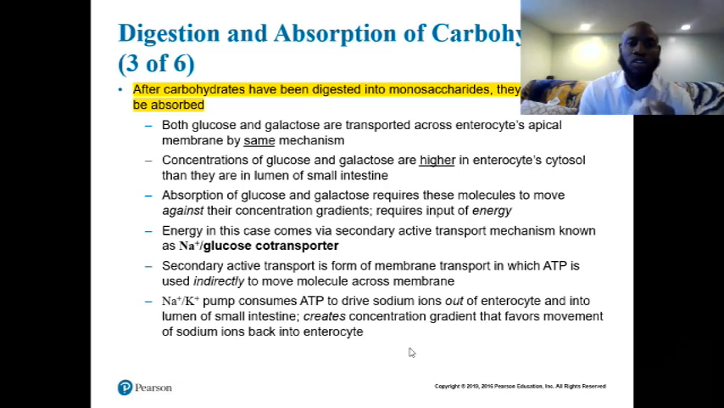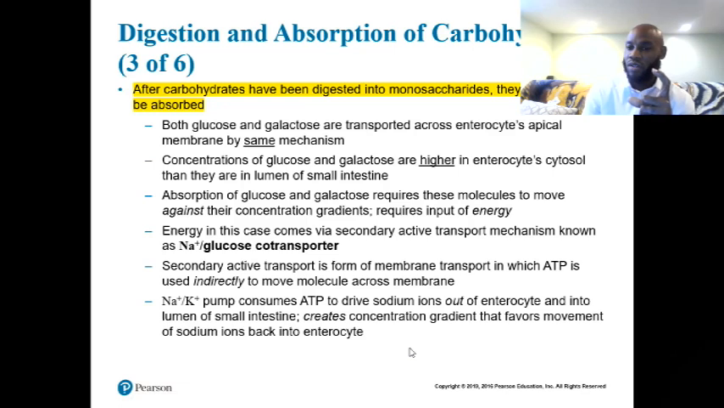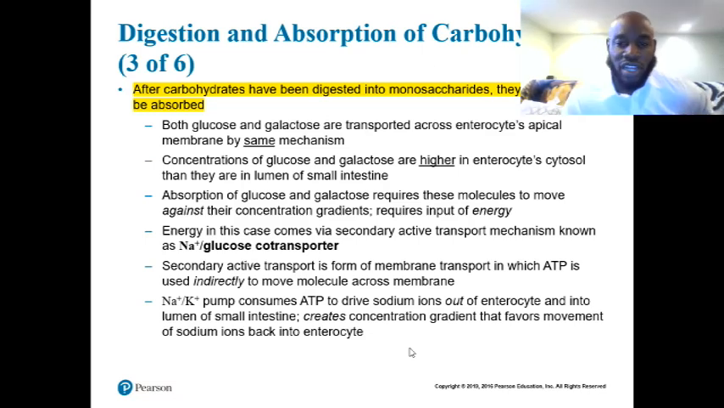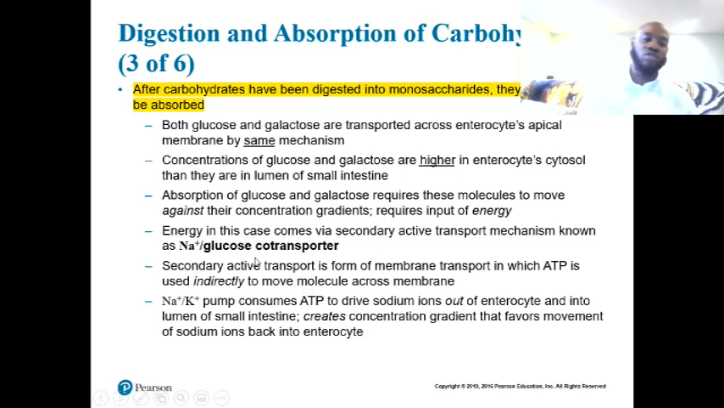Glucose and galactose are transported across the enterocyte apical membrane by the same mechanism. The enterocyte is the cell on the inner surface of the lumen of the small intestines. Concentrations of glucose and galactose are higher in the enterocyte cytosol than in the lumen of the small intestine, so absorption of glucose and galactose requires these molecules to move against their concentration gradients. So it requires input of energy, active transport. Remember that. Energy in this case comes via a secondary active transport mechanism known as the sodium glucose co-transporter.